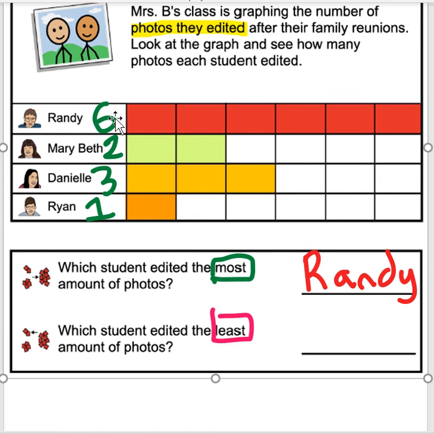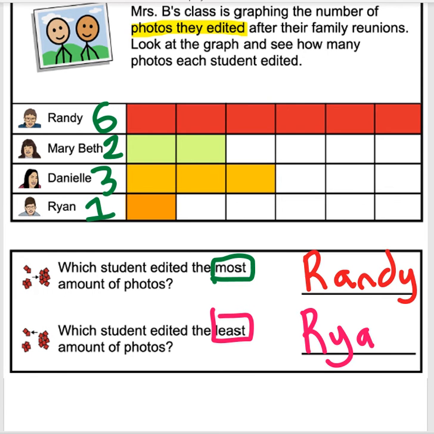So remember, Randy has 6, Mary Beth has 2, Danielle has 3, and Ryan has 1. Well, we know that it can't be Randy because Randy has the most. So we don't need to look at Randy. So now we have Mary Beth, Danielle, and Ryan. So we have 1, 2, or 3. What is the smallest number out of those? The smallest number is 1. So Ryan has the least amount of photos. Or he has the smallest amount of photos.